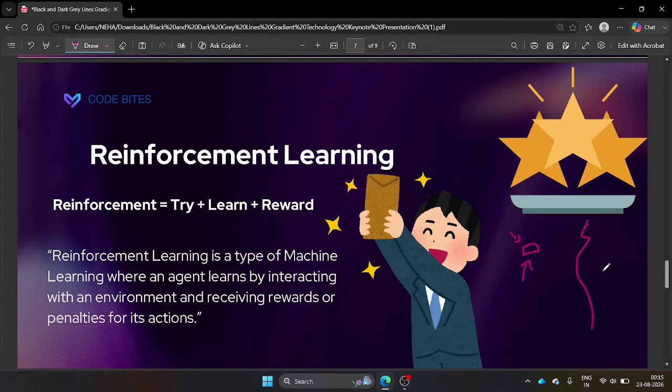Imagine in your house there is one child. You tell him that in a test, if you score above 80 out of 100, I will give you a gift. I will take you outside for dinner, lunch or snacks, or I will give you your favorite thing, like a watch. If you score below that, then nothing. I will not take you for an outing, dinner, or give you any gift.